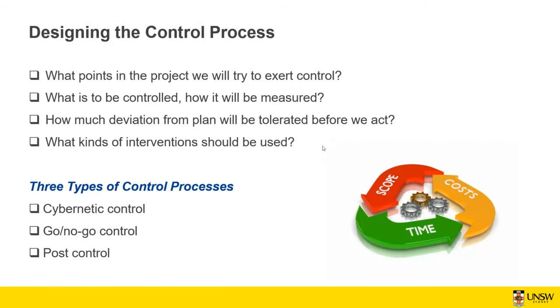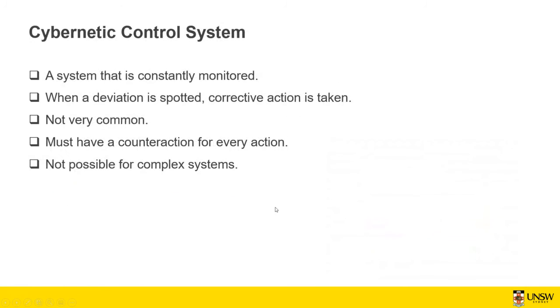There are 3 types of control process. One is the cybernetic control. You've got go and no-go control, and also you've got post control. With the cybernetic control system, the system is constantly monitored. For each task, you monitor how it's going and constantly do the earned value analysis. Constantly means probably frequently. And when a deviation is spotted, you take corrective action.